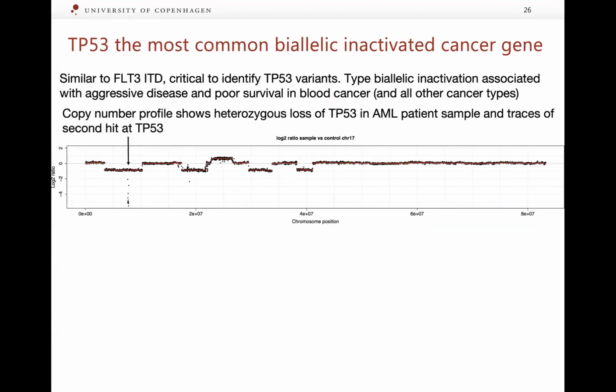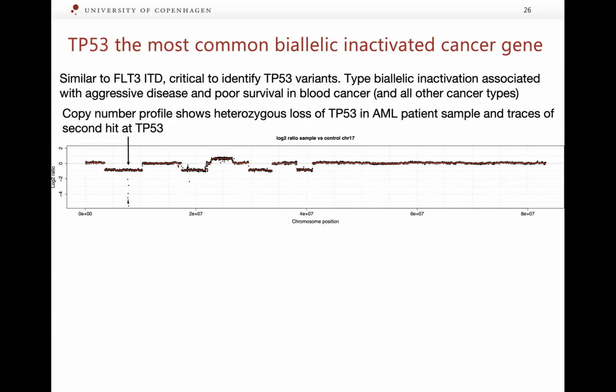So what we found when analyzing some of the AML samples here was actually a more complex pattern. Here we see p53 sitting right here. There's a clear copy number loss at p53. But there's actually also a loss of the second allele. You see that as a slight drop here in the middle of the gene.